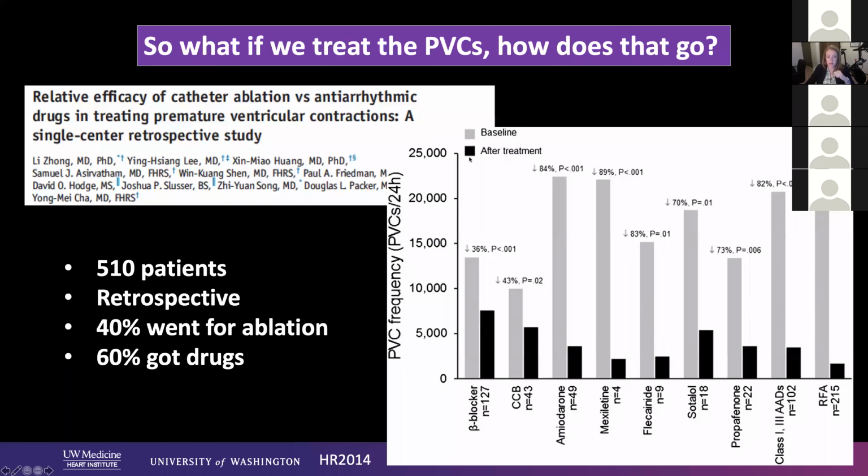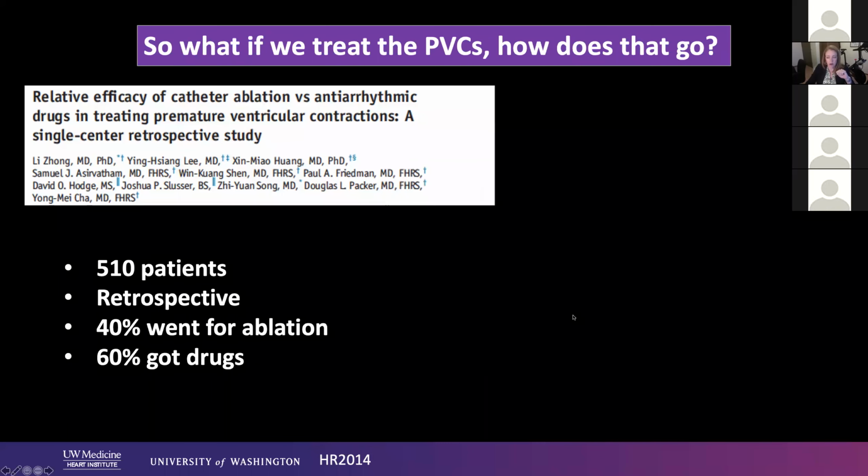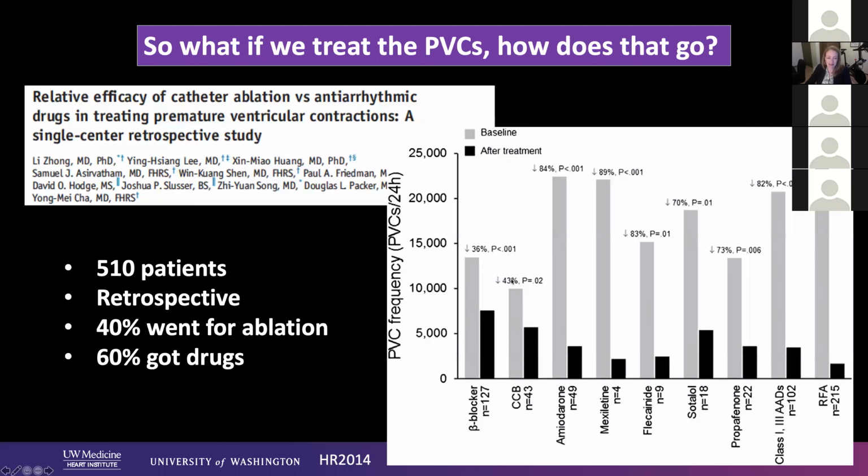And this is a little bit of a busy slide, but I'll walk you through it. There we go. So this is PVC frequency on the y-axis, and the gray is baseline for each group, and the black is after treatment. So the first column here is beta blockers, and they go through the gamut of all of the antiarrhythmic drugs. And you can see that there's a decrease in PVC burden when you use antiarrhythmic drugs on average. And I don't think that's particularly surprising, but I think it's important to point out the impact here.